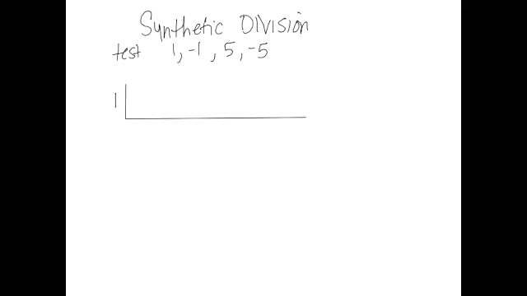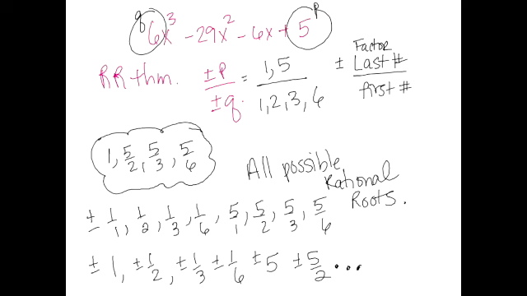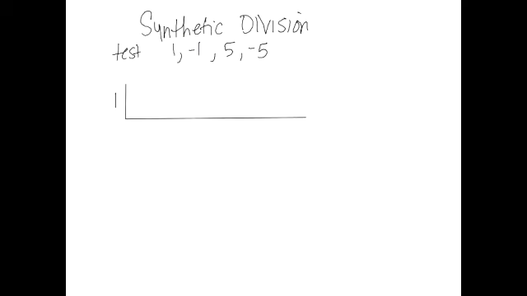You just put the equation in right there, like in that space. Not the whole equation, no. Just the numbers. 6, negative 29, negative 6, and 5. Okay. So 6, negative 29, negative 6, 5. So we're going to go 6, negative 29, negative 6, 5. Drop down the 6. Okay.